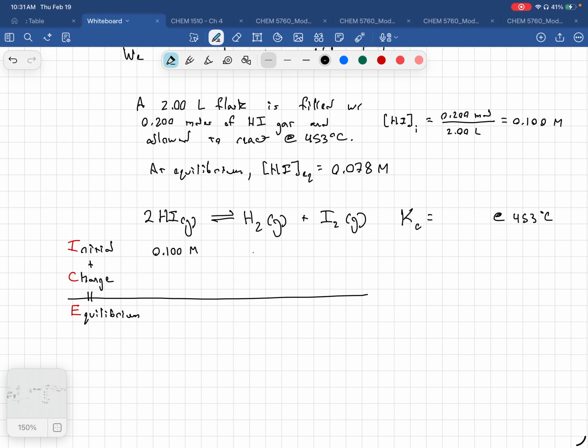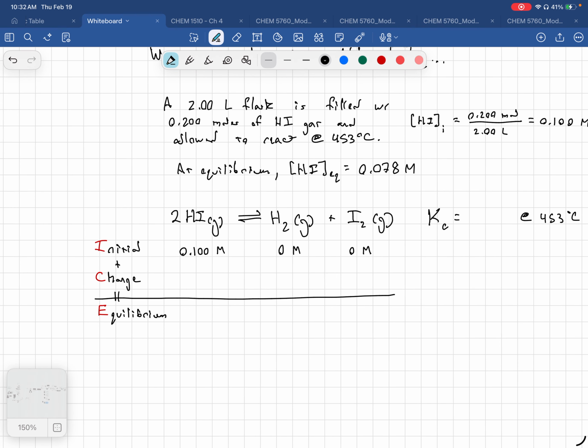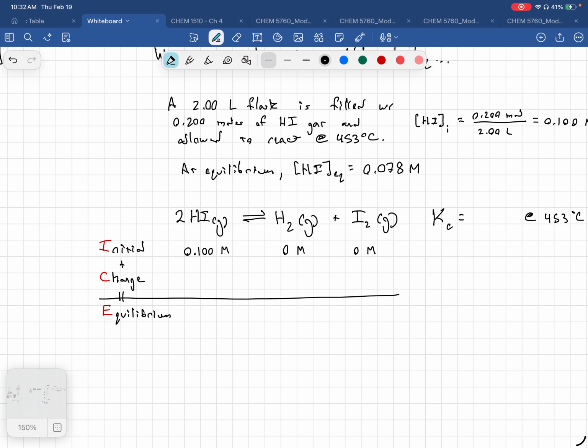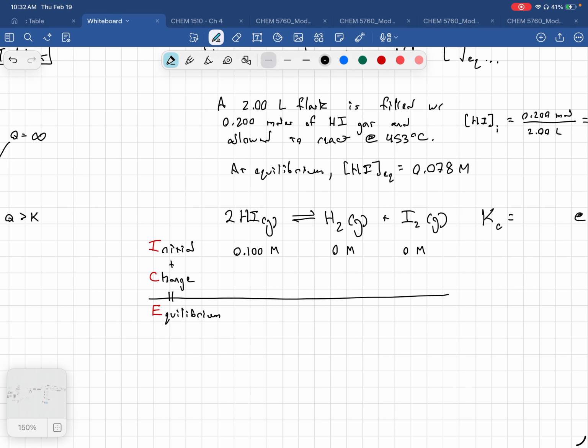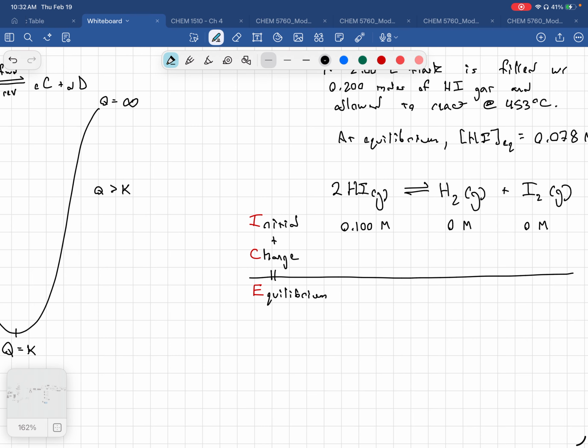Now, by reading the question, we can see we have added 0 moles per liter of H2 and 0 moles per liter of I2. So we're starting with none of those. So to figure out what to do with the change row, we need to figure out, is Q less than K or is Q greater than K? In other words, what side of the equilibrium are we on? Okay, we're not at equilibrium.